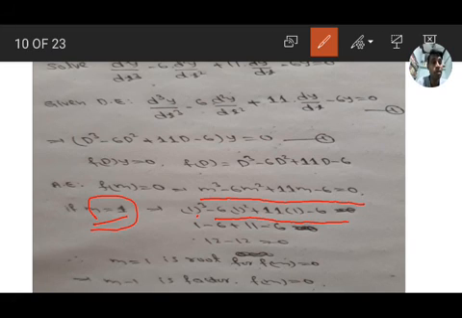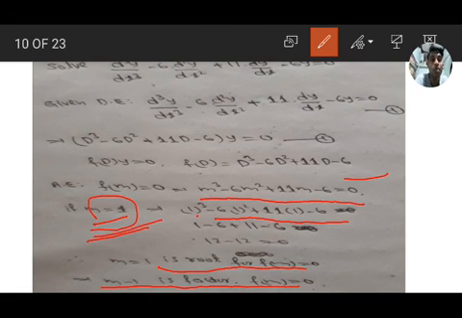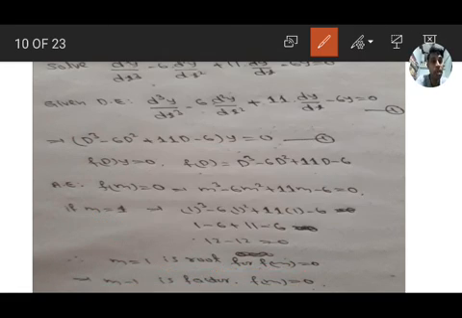If you substitute m equal to 1, the equation is 0. Means m equal to 1 is the root for f of m equal to 0, or m minus 1 is the factor for f of m equal to 0. So if factors won't come, we have to identify one root by trial and error method. Here we are getting m equal to 1. Then how to proceed?